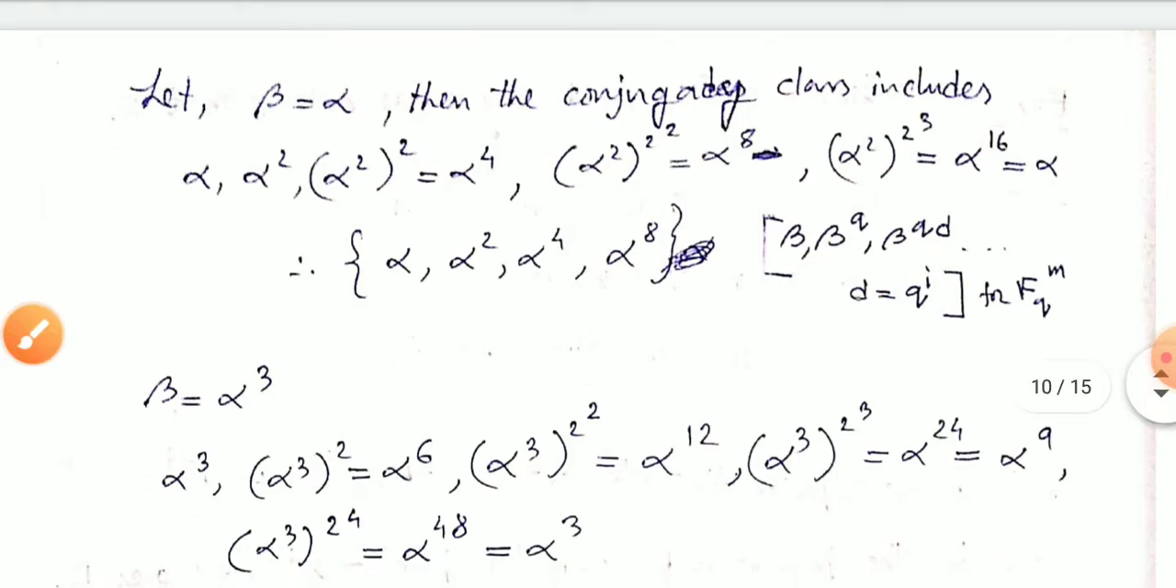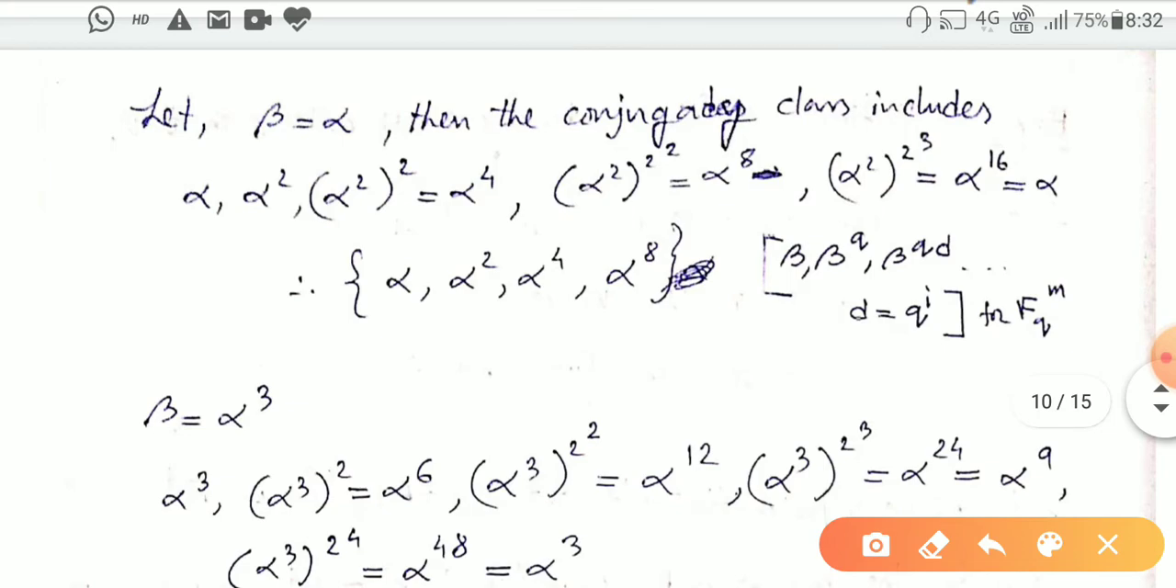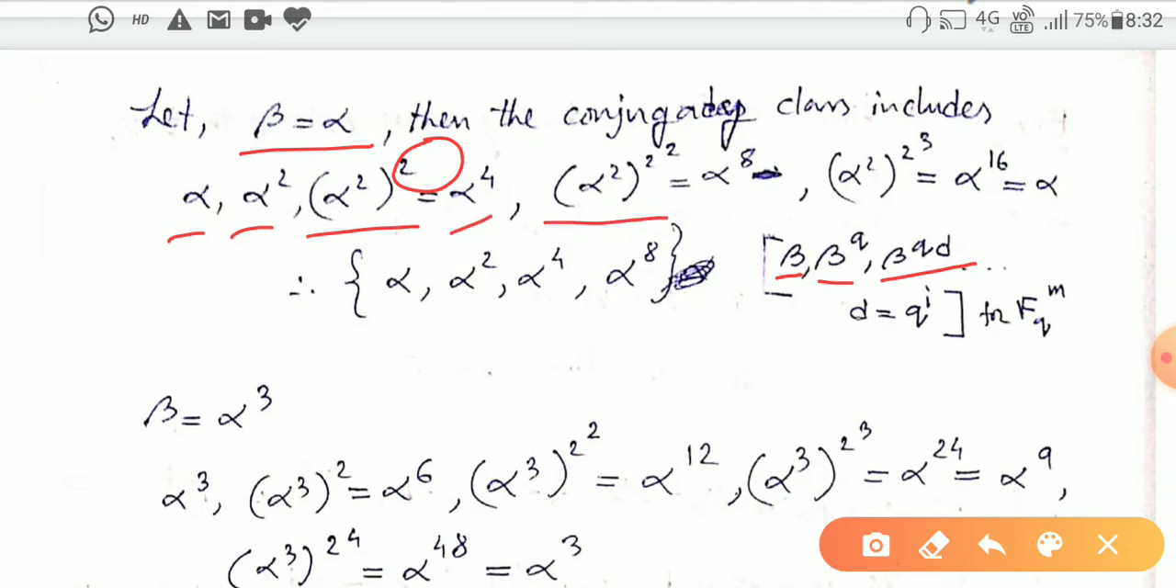Okay, so initially when you put beta as a value of alpha, the first value will be alpha, this is for beta, then beta to the power of q. Q is 2, so this is alpha to the power of 2, that is alpha square. Then q into d, the integer number there, so this is alpha square into d square, so this is alpha 4. This will be alpha square squared and then squared, so it will be alpha 8.